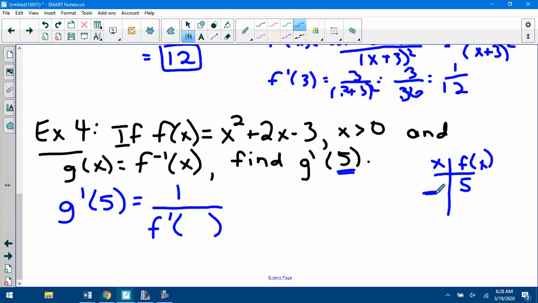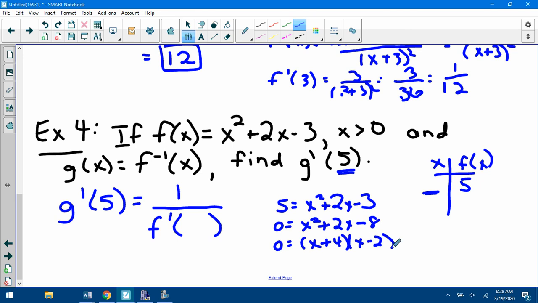So I do that by setting 5 equal to x squared plus 2x minus 3. Set it equal to 0. 0 is x squared plus 2x minus 8. Factor it: x plus 4, x minus 2. And I get x equals negative 4, x equals 2. Which one do I use? Well, it says x is greater than 0, so x equals 2 is what I use. So 2 is the x value that goes with 5, which means in my formula, 2 goes there.